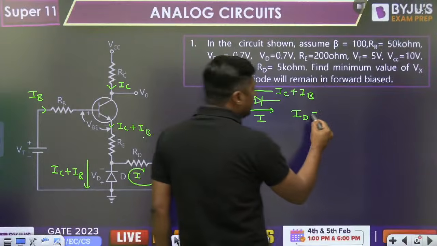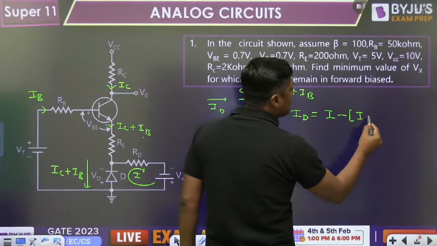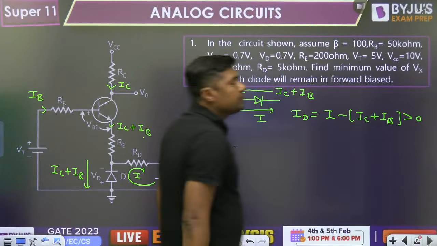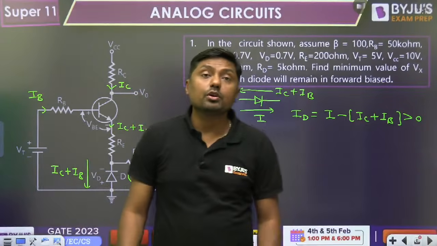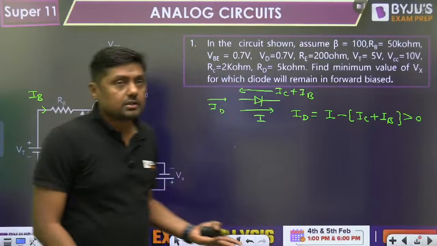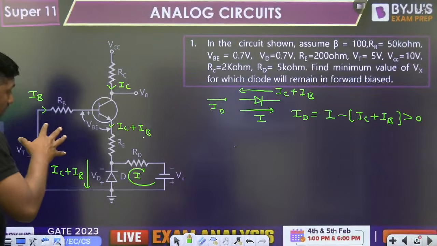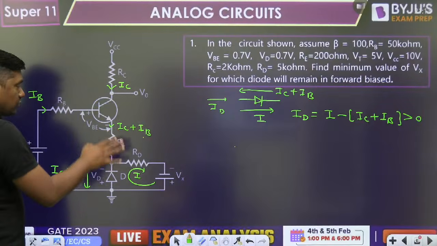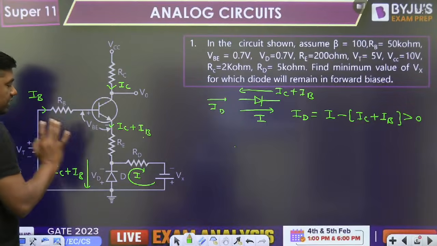The resultant current will become I minus IC plus IB. And this current should be equal to what? It should be equal to or greater than 0. If this current is 0, then the diode is forward bias. Now, in this question, we have to find the value of I, the value of IC and IB, then we can solve this question.